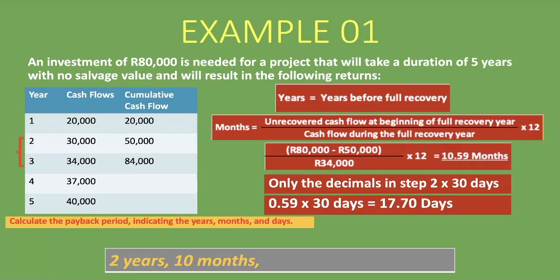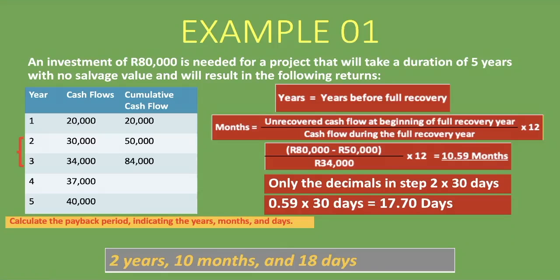And once you have that, you have your full answer. It's 2 years, 10 months, and 17.70 days. But remember, we round off to a full day or a whole day. That means it's 18 days, and that is our answer. So what is the payback period for this project? Well, it's 2 years, 10 months, and 18 days. I hope it has made sense, and I hope you can see how we do this when we have to put the answer in years, months, and days.